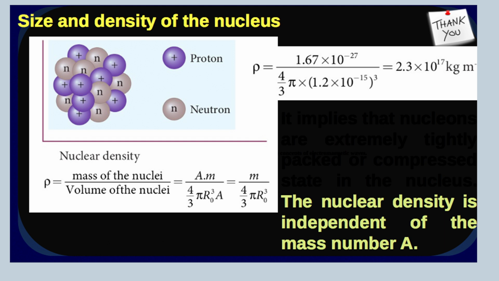Here R₀ is taken as a constant, and R₀ is equivalent to about 1.2 Fermi. Here another unit, the fermi, is used, and this fermi is equivalent to 10 to the power minus 15 meter. By considering all these parameters, we can calculate the density of this nucleus, which is in the order of 10 to the power 17. The density of this nucleus is calculated to be 2.3 × 10 to the power 17 kg per meter cube. So, we can conclude that this nuclear density is independent of the mass number A, and that this is a very compact structure.